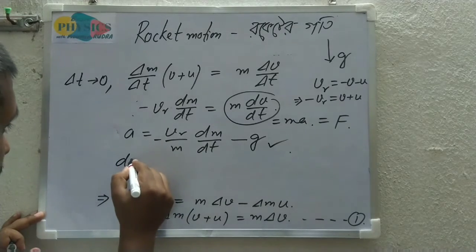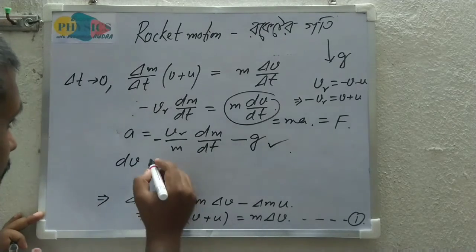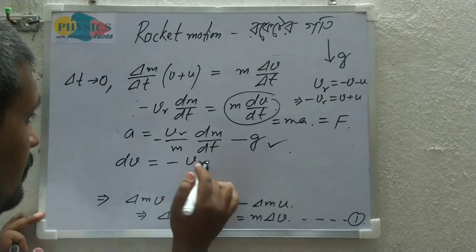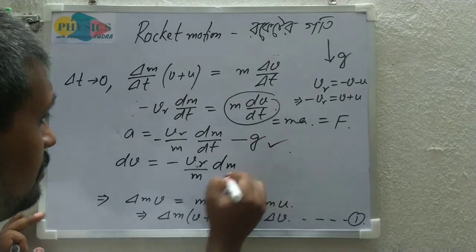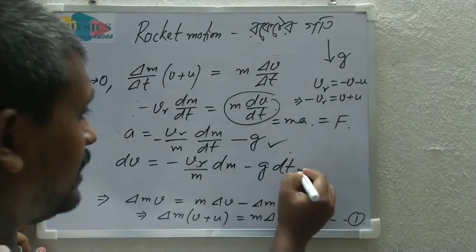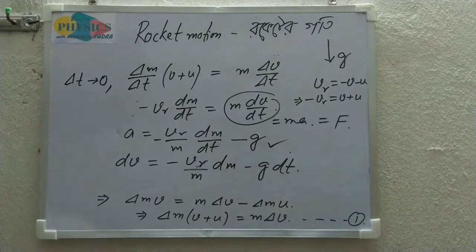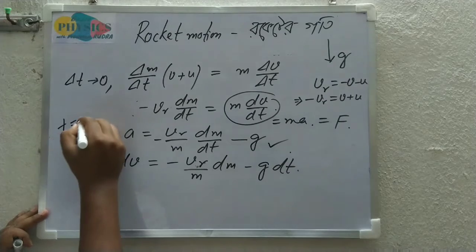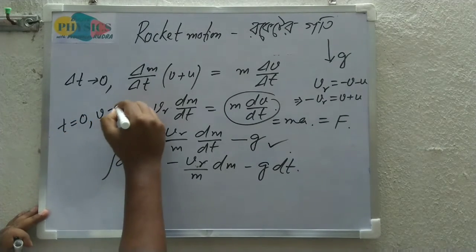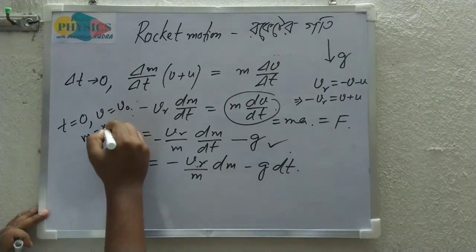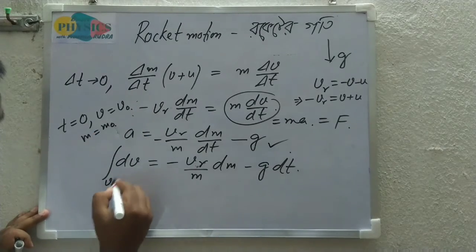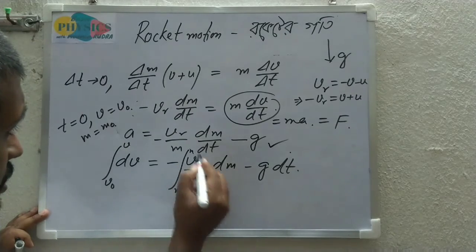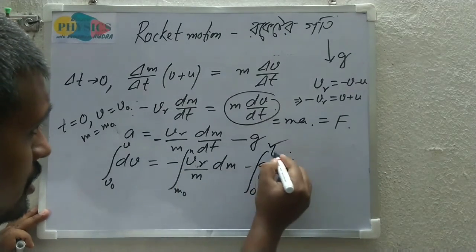Now from this we can also write a equal to dv/dt, so dv equal to minus Vr by m into dm minus g dt. Let me clear this space. Now the limits: at t equal to 0, v equal to v0, the initial velocity of the rocket, and m equal to m0, the initial mass. So the integration limit of v is v0 to v, of m is m0 to m, and of t is 0 to t.